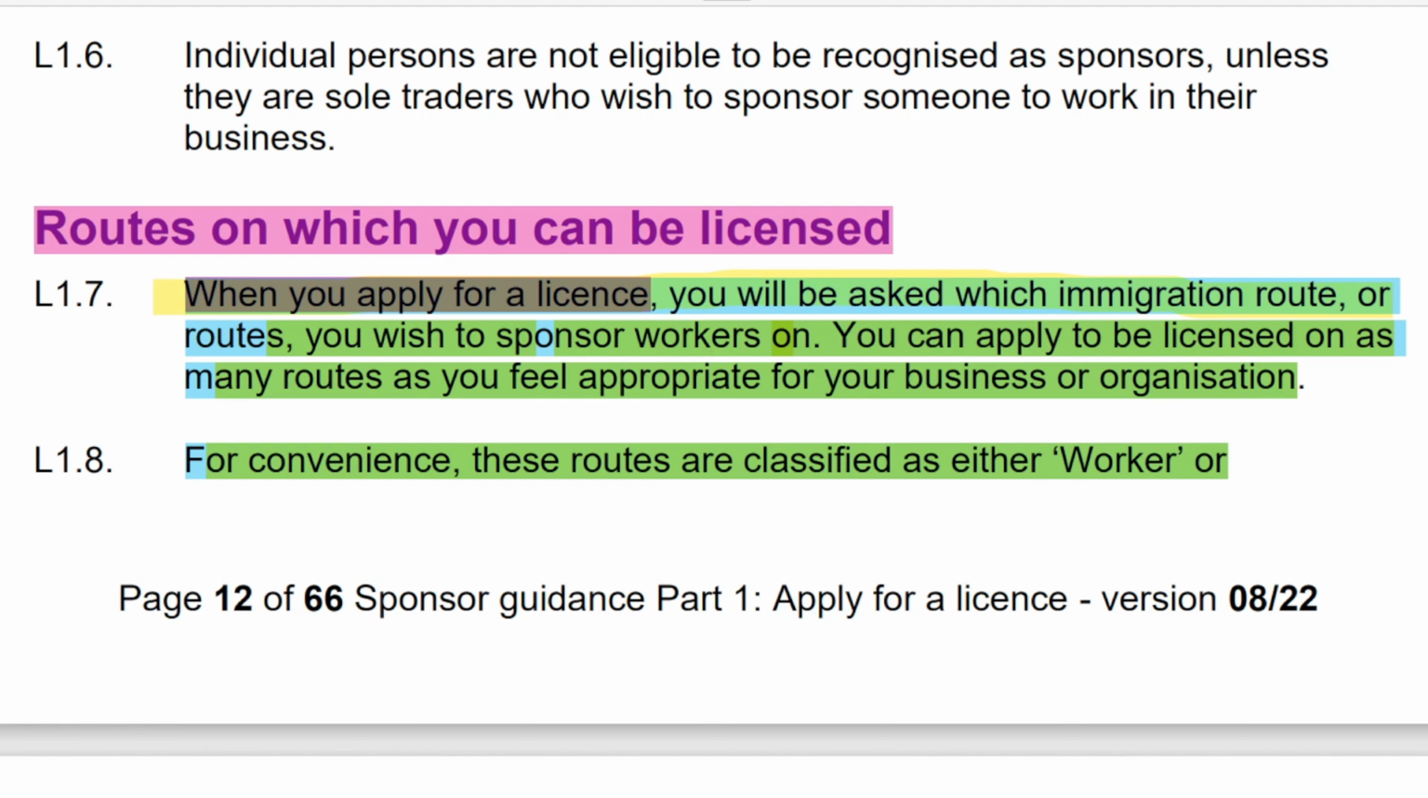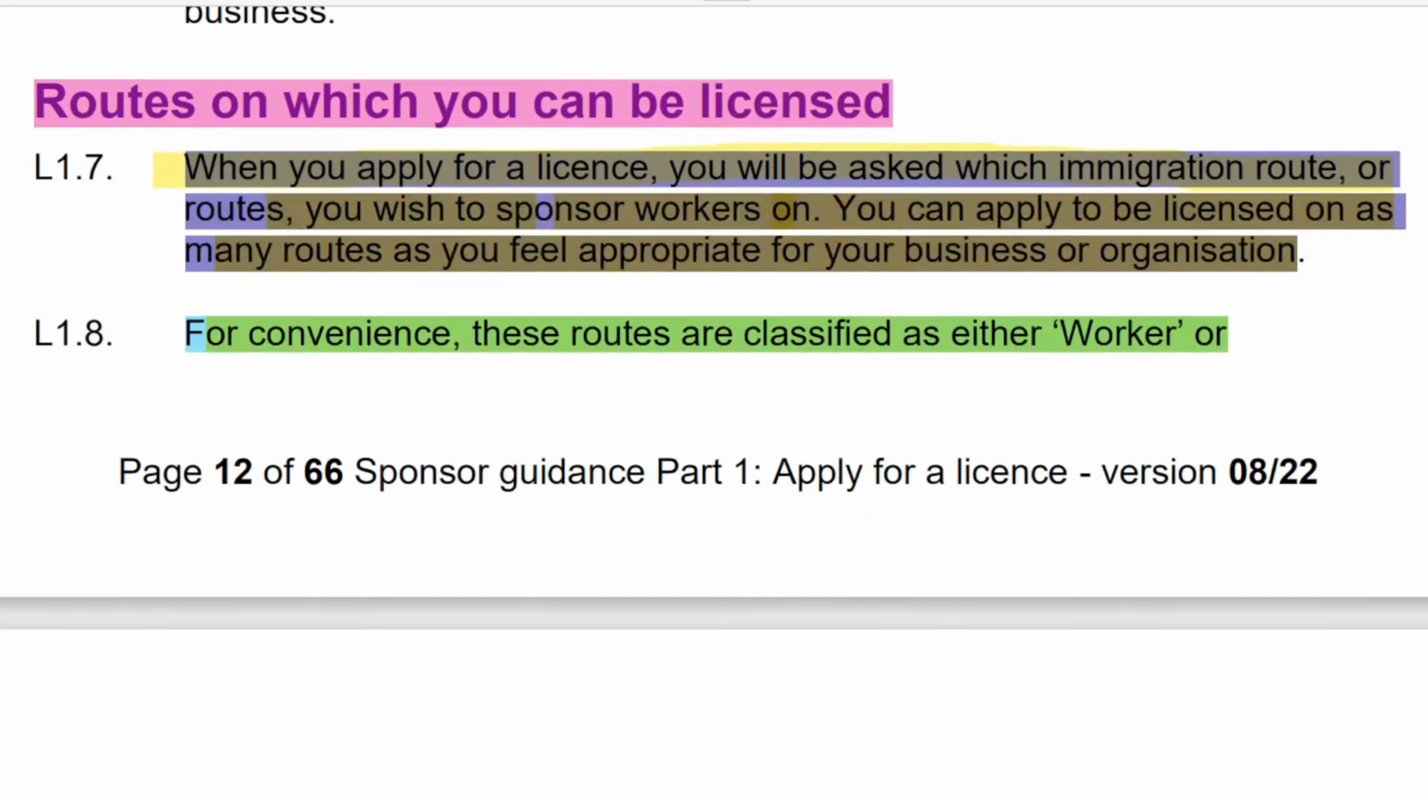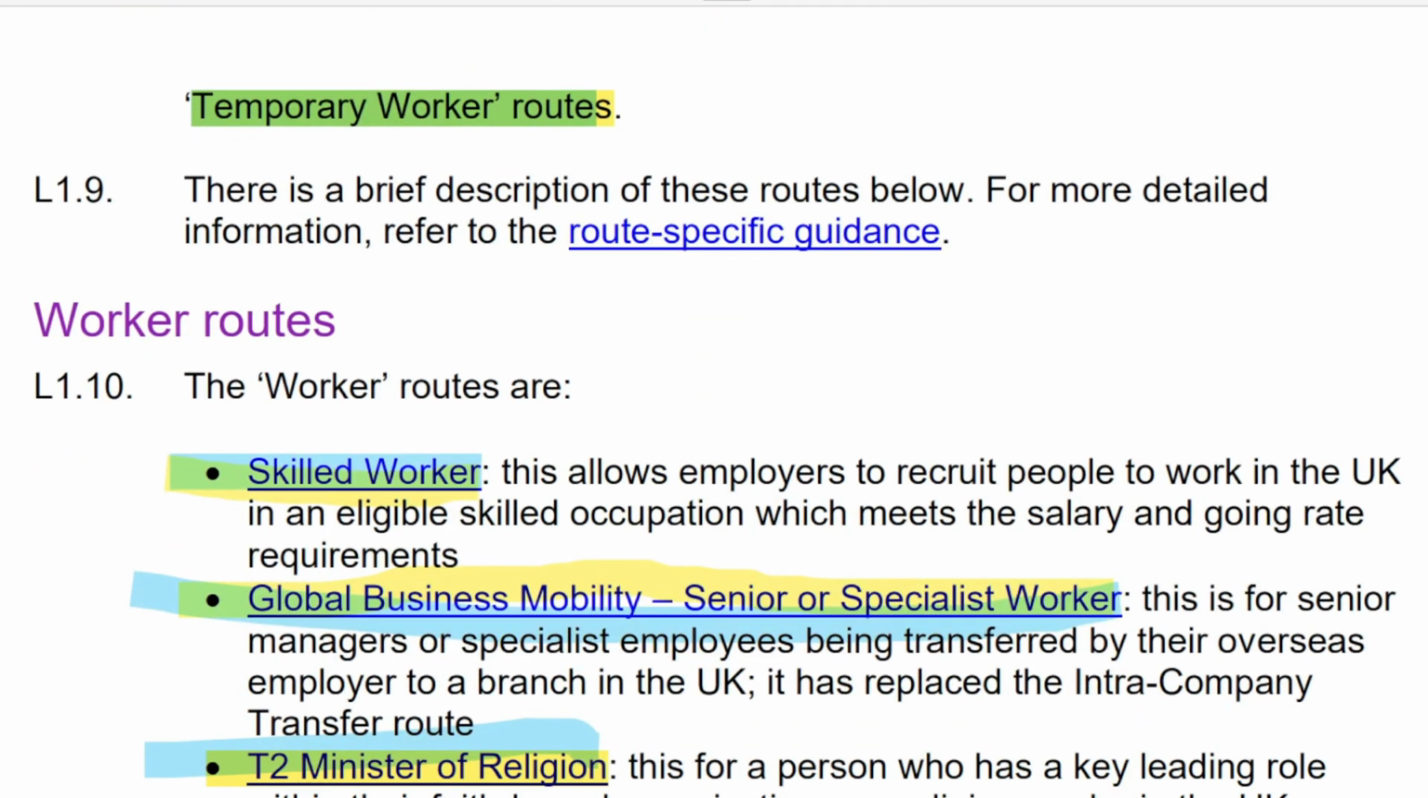When you apply for a license, you will be asked which immigration route or routes you wish to sponsor workers on. You can apply to be licensed on as many routes as you feel appropriate for your business organization. So you can apply for a different number of licenses on different routes as well. For convenience, these routes are classified as either worker or temporary worker. So you can apply for worker routes and, at the same time, for temporary worker routes.